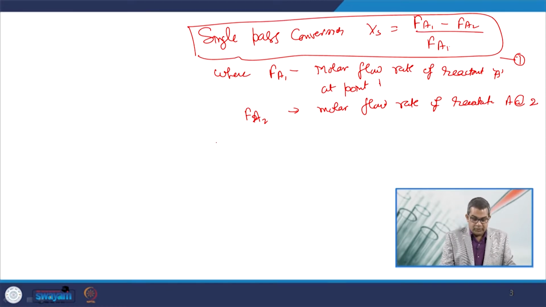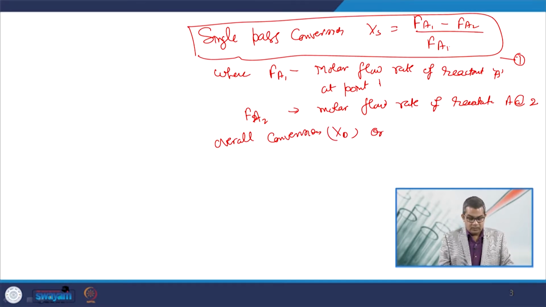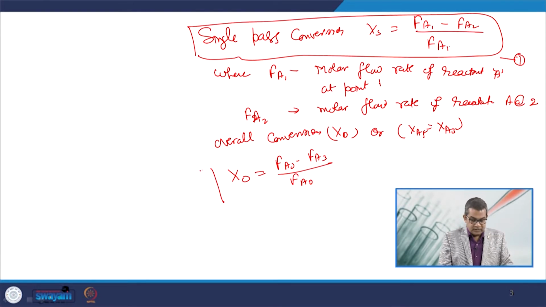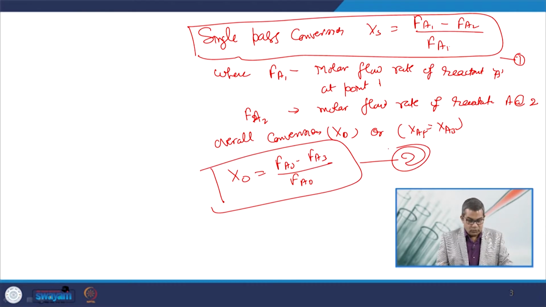So, we can write the overall conversion X naught, or we can say XAF, is equal to XA3. So, we can write a more general equation: X naught is equal to FA naught minus FA3 upon FA naught. This can be represented as equation number 2.